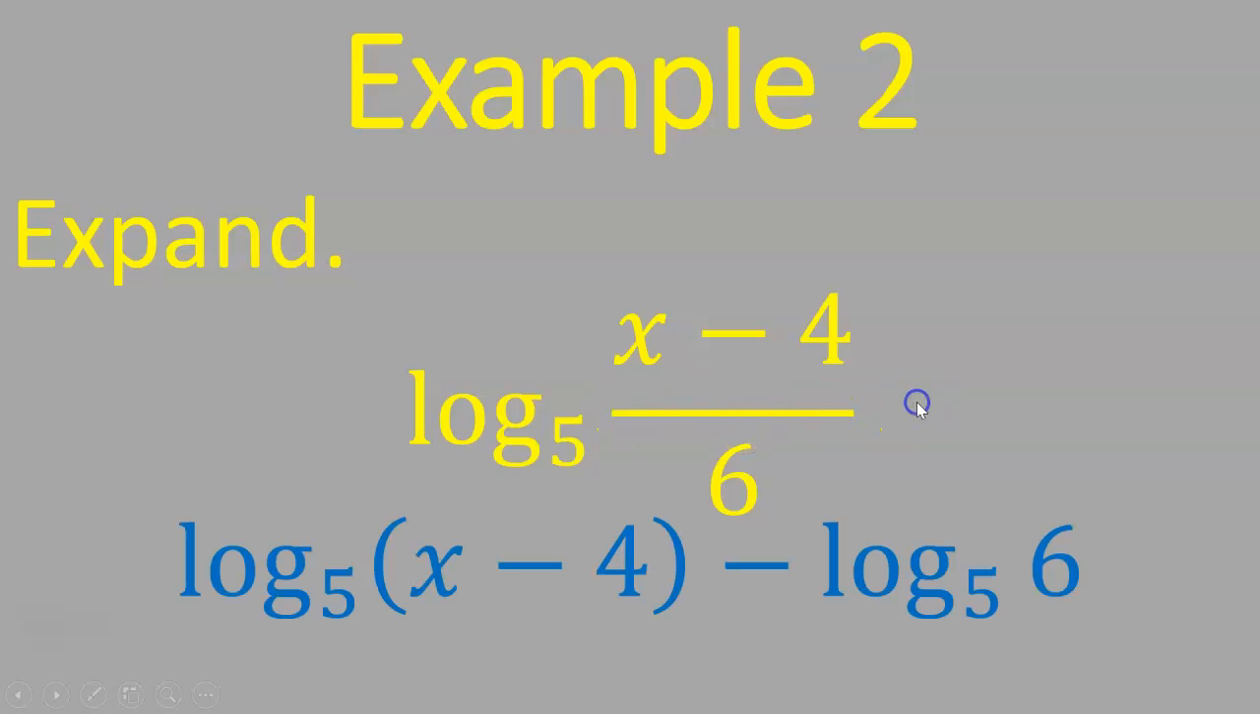Expand. So here I start with 1 log. Again, there's an association between division and subtraction. So I separate it into 2 separate logs, both log base 5. The log base just kind of tags along. And so there you go, log base 5 of x minus 4 minus log base 5 of 6.